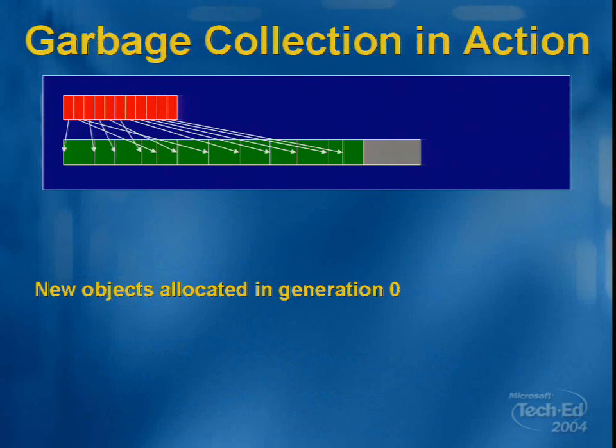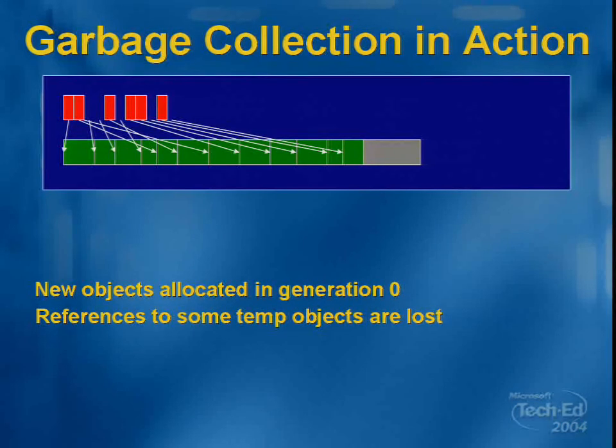So this is a scenario where I've just made a bunch of green objects. These are new objects in the generation 0 heap. The red things are object references from various places that are pointing into those objects. As the program runs, some of those object references go away. You returned from that function, and the local variable is no longer referencing that object on the heap.